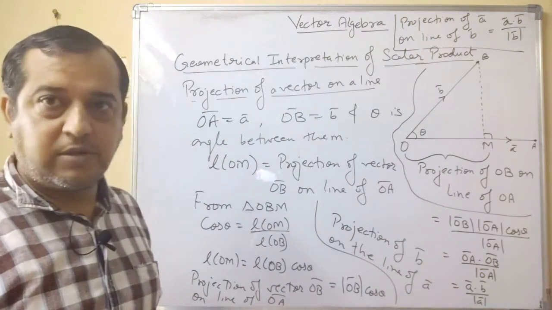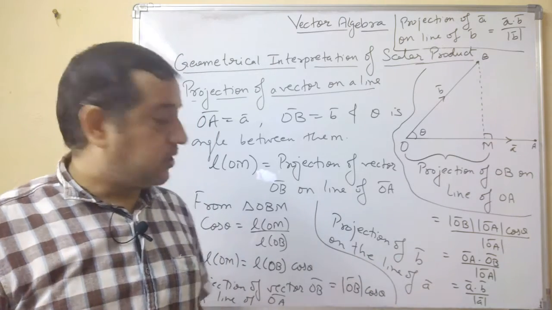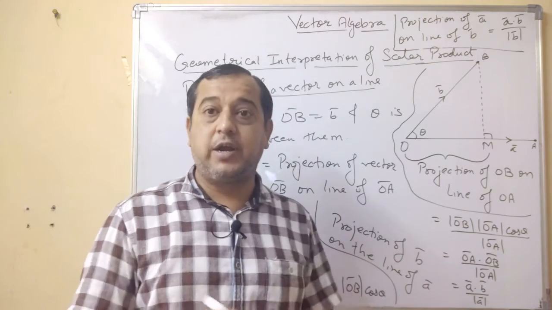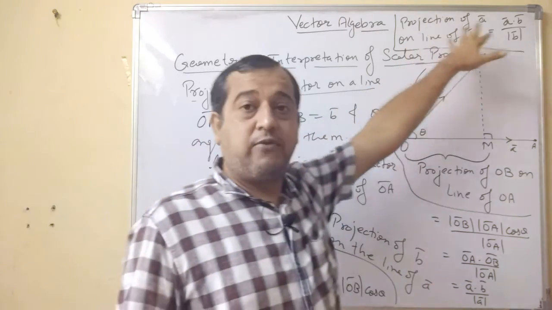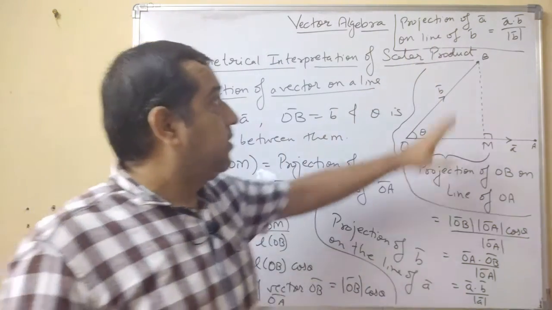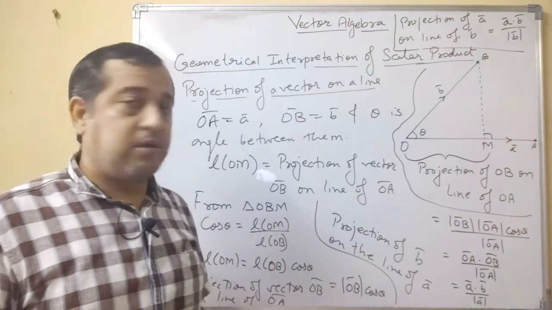Okay, reverse case. Here we have found projection of vector B on the line of vector A. We are getting this to be vector A dot vector B upon mod vector A. If we take the reverse case, means projection of vector A on the line of vector B, we will get vector A dot vector B upon mod of vector B.